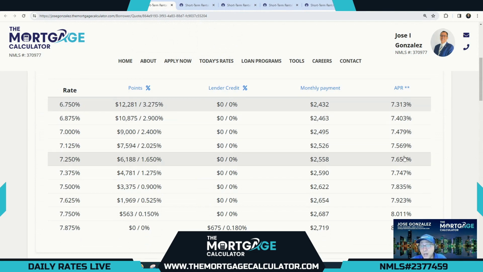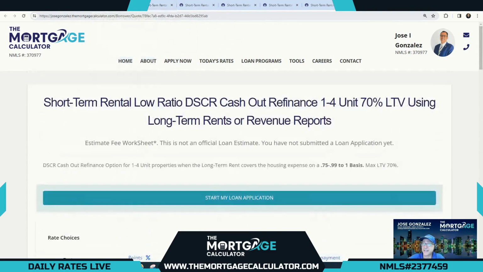And this is for 1 to 4 unit properties as well. No loan level price adjustments there. And you can buy it down all the way to 6.75%. Wow, that's pretty amazing there.